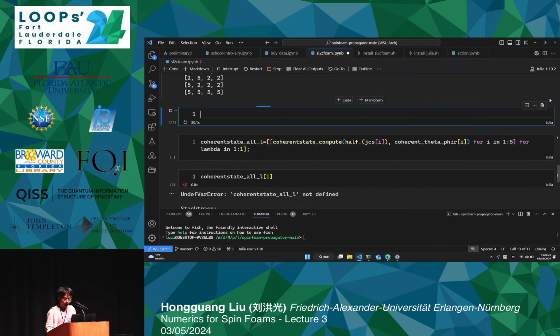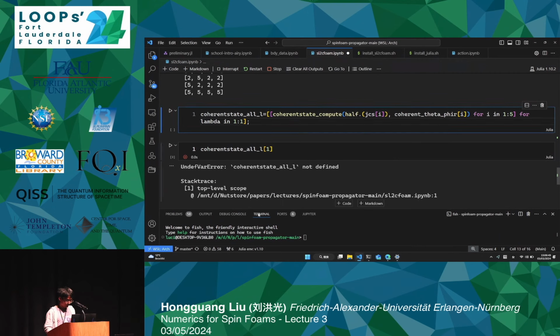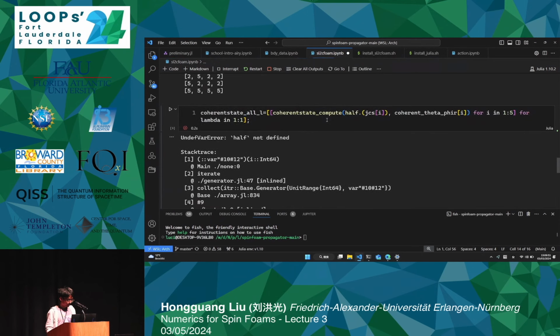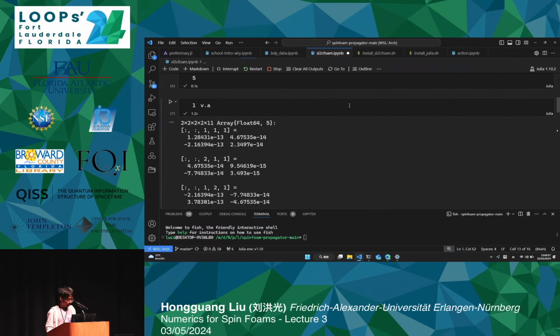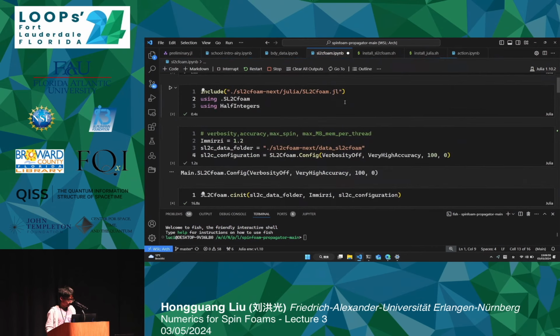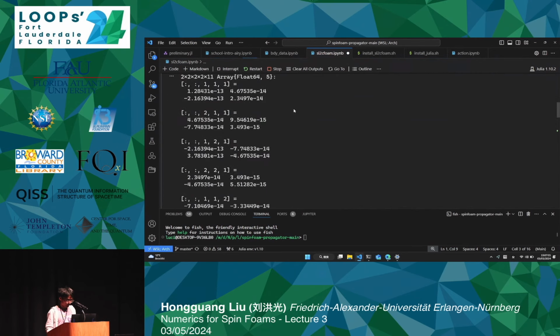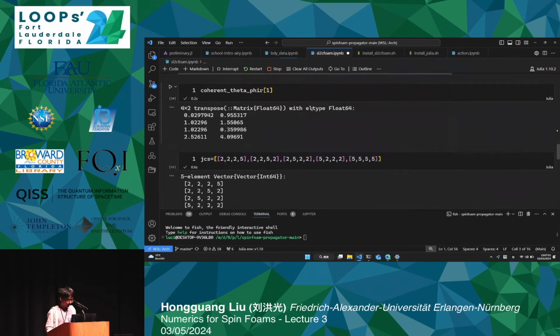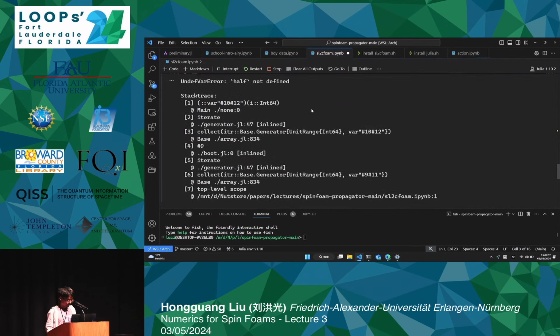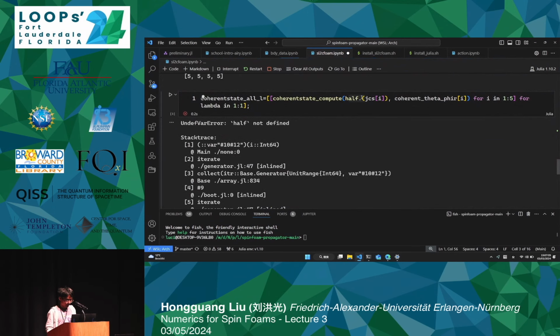There is some bug in VS Code, so you always need to delete. I think I loaded half into this. Okay, doesn't matter.